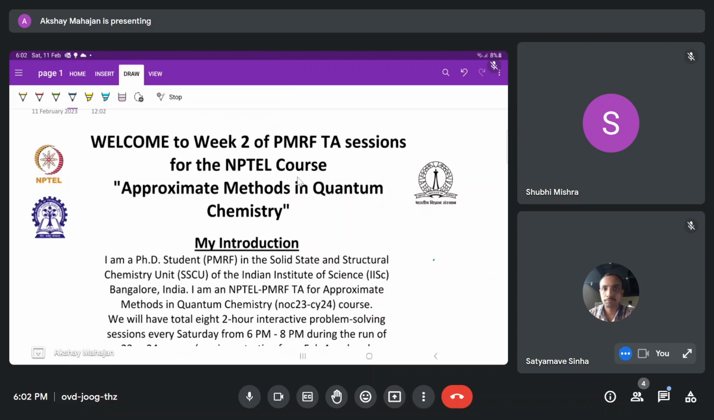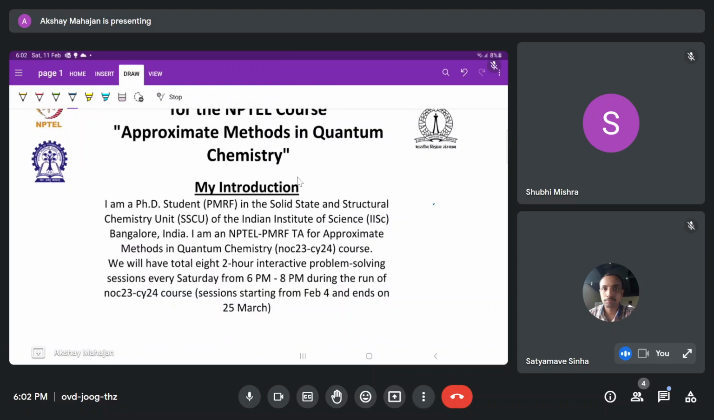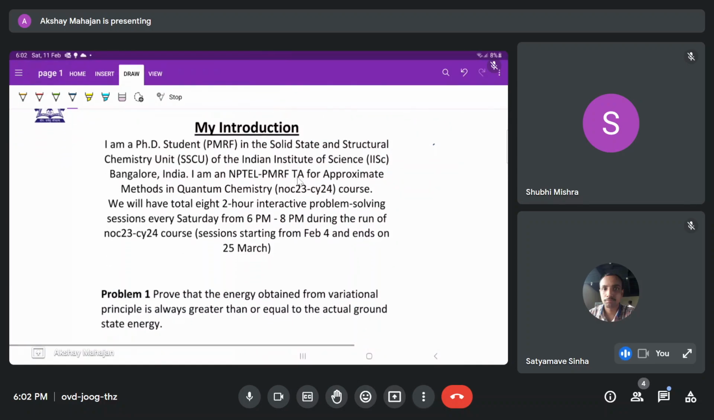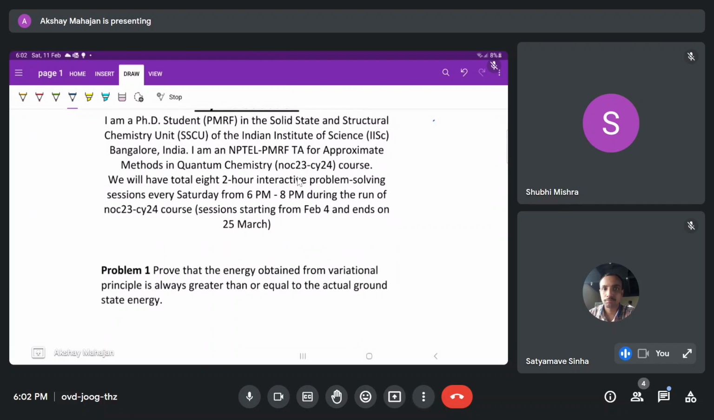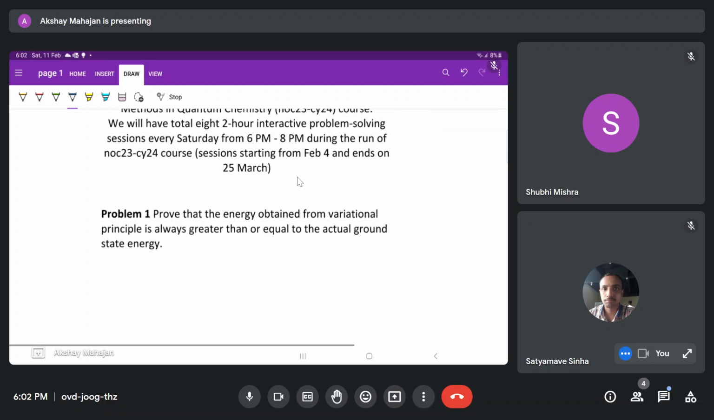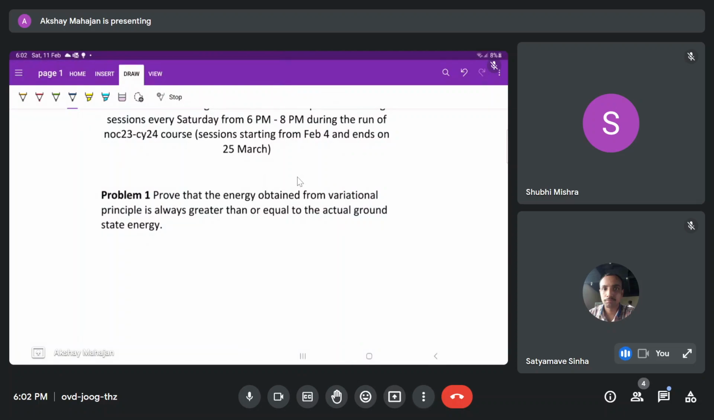So a brief intro of mine. I am a PhD student, a PMRF fellow in the Solid State and Structure Chemistry Unit, SSCU, at IISc Bangalore, and I am an NPTEL-PMRF TA for this course, Approximate Methods in Quantum Chemistry. This is the second session of 8 two-hour interactive problem solving sessions, which happen every Saturday from 6 p.m. to 8 p.m. and started on February 4 and run until 25th March. So in today's session, we are going to solve some problems regarding the variational principle.